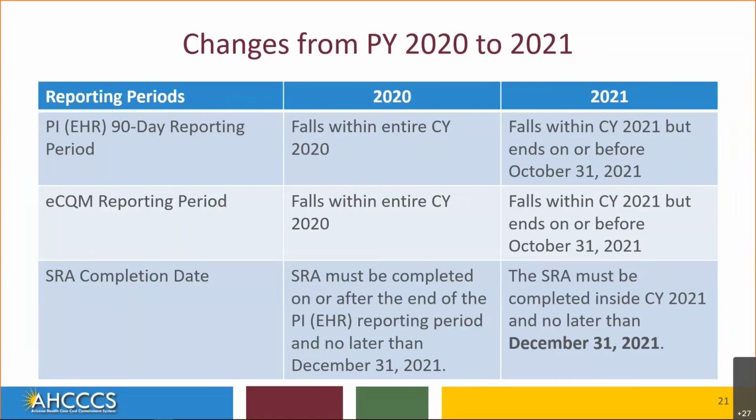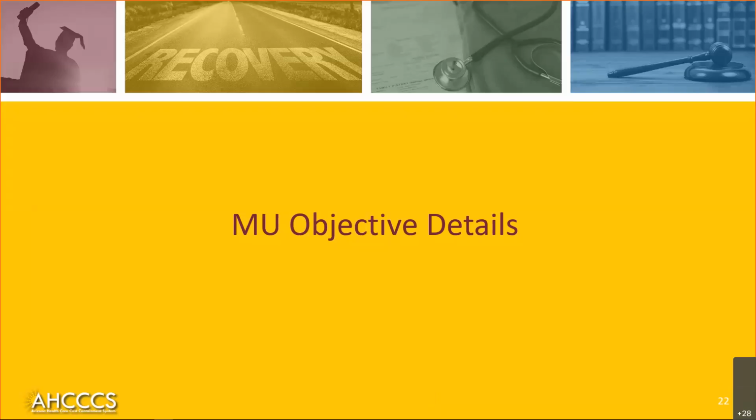For program year 2020, providers must have completed the SRA on or after the end of the PI reporting period and no later than December 31st, 2021. However, in program year 2021, CMS has allowed more additional guidance in helping providers because the payments must be completed by December 31st, 2021. So the SRA that the providers complete must be completed inside calendar year 2021, but no later than December 31st, 2021. So you're able to complete that SRA during that 90-day reporting period.